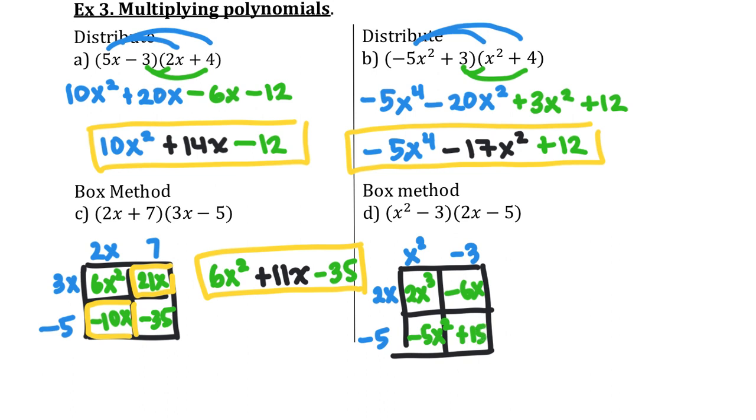Okay, let's put this in standard form. So highest exponent, 2x cubed. Next, negative 5x squared, negative 6x, and positive 15. There's no like terms, but I did put it in standard form.